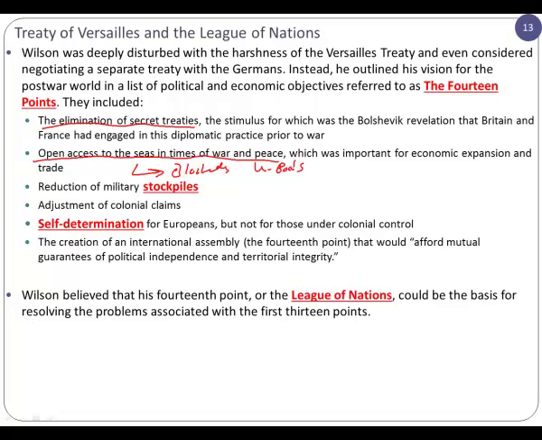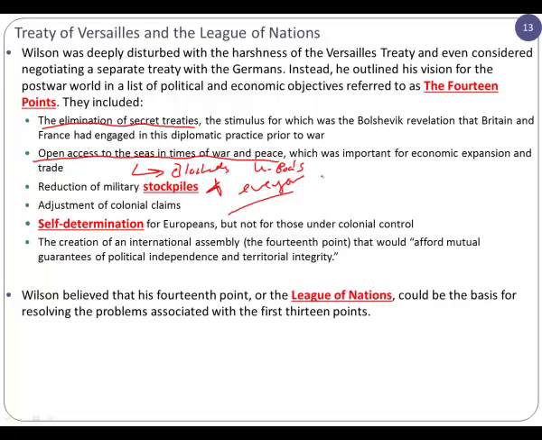Okay? Reduction of military stockpiles. Now, one thing you got to remember, this is across the board. Everyone. Even the United States. Because if we are all on equal footing of relatively low military armament, the idea is that war can never happen. Which is the ultimate goal here. The preservation of peace. It's a fluffy idea, but it's not effective.